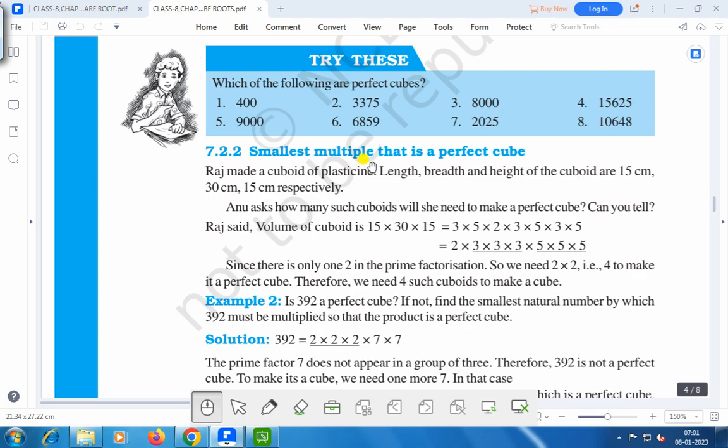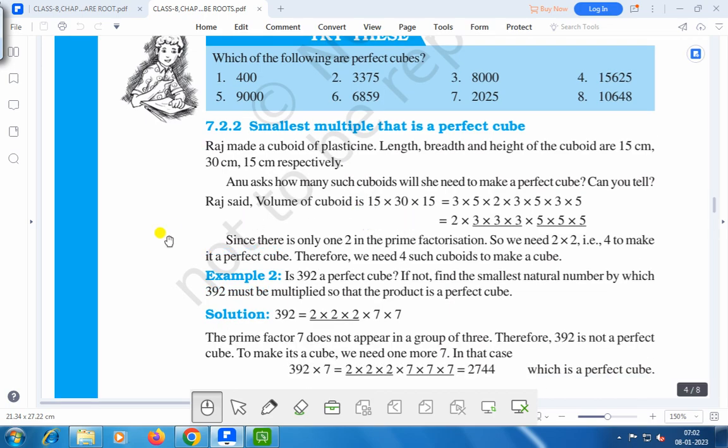Next one is the smallest multiple that is a perfect cube. Raj made a cuboid of plasticine. Length, breadth and height of the cuboid are 15 cm, 30 cm and 15 cm respectively. I want to ask, how many such cuboids will he need to make a perfect cube? Can you tell? Raj said volume of cuboid is 15 into 30 into 15, or it can be represented as 3 into 5 into 2 into 3 into 5 into 3 into 5, or 2 into 3 into 3 into 3, 5 into 5 into 5.